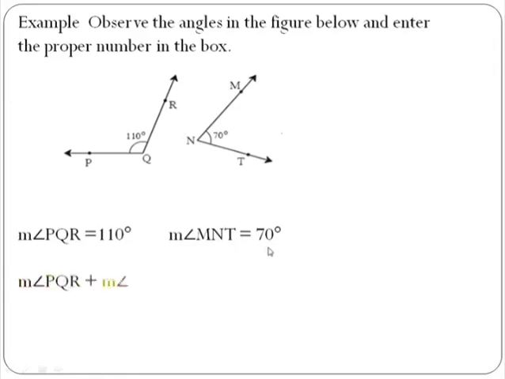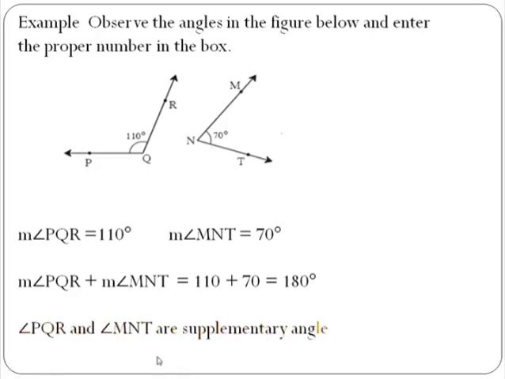Now we will add the measures of both the angles, that is measure of angle PQR plus measure of angle MNT. If you add the measures of these two angles, that is 110 and 70, you will get 180 degrees. Here the sum of the measures of these two angles is 180 degrees. Therefore, we can say angle PQR and angle MNT are supplementary angles.